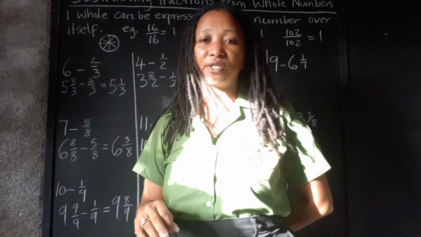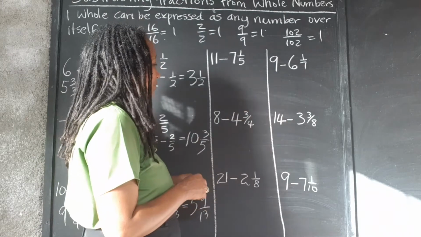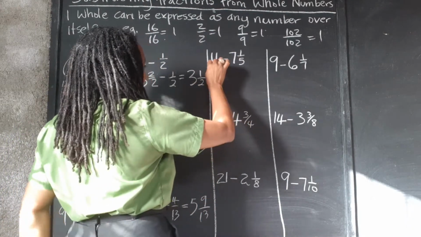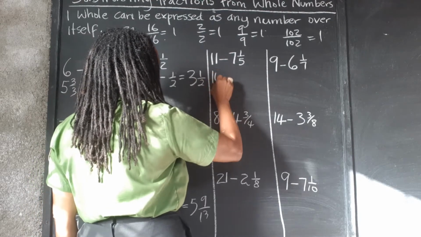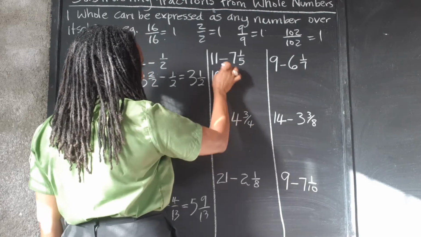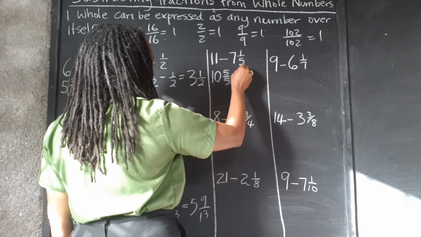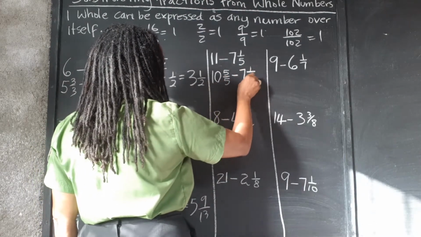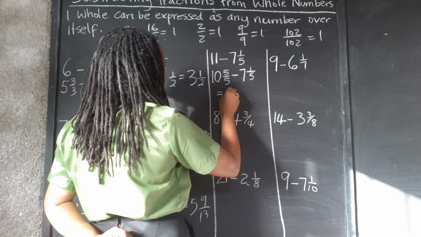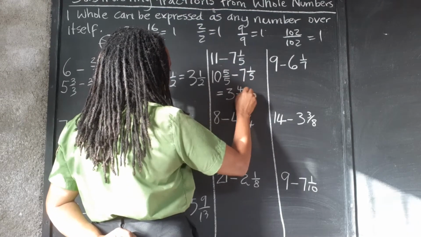Now we're going to look at subtracting mixed numbers from whole numbers. So we have 11 subtract 7 and 1/5. We're going to take 1 from the 11, leave 10, and change that 1 to 5 over 5. Remember, this is still 11. We have not changed the 11. We're just expressing it in another way. And now we can subtract. 10 take away 7 is 3. 5 take away 1 is 4. And we put back our denominator.